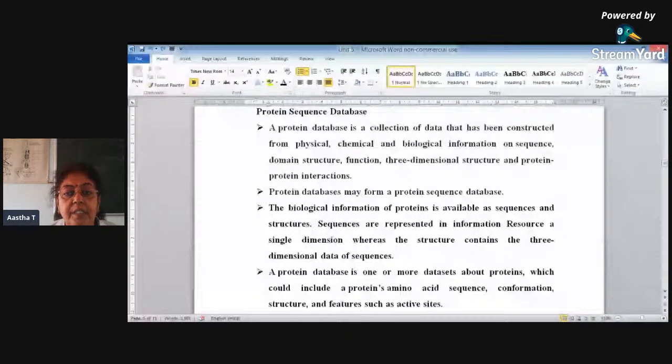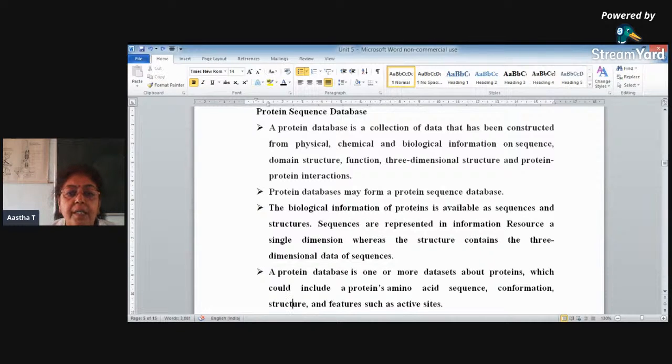So this protein sequence database is a collection of data, and this data is collected after the study of physical, chemical, and biological characteristics of the protein, its structure, its function, its three-dimensional structure, and its interaction with other proteins. So all these characters are taken into consideration during the collection of data. When this data is collected, it is added or updated in the protein database.